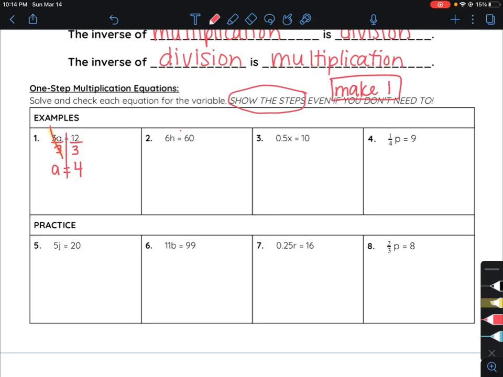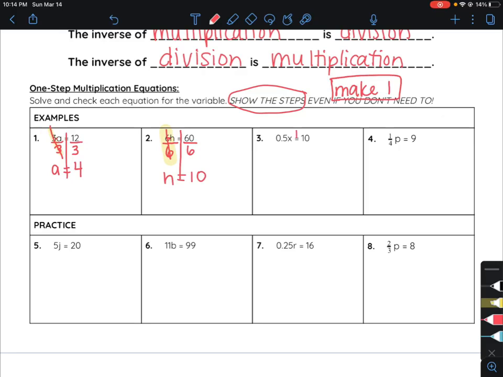For number 2, draw your line down. There's an h. It's being multiplied by 6. Divide on both sides by 6. Why? Because 6 divided by 6 cancels out because it makes a 1. 1 times h is really just h, so I don't need to write the 1 times. 60 divided by 6 is 10, so h equals 10.